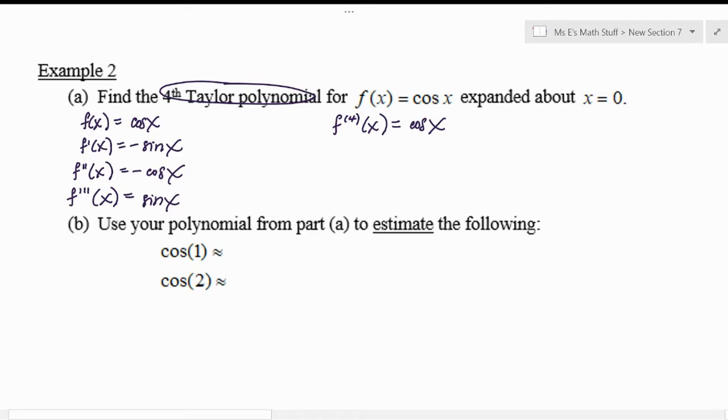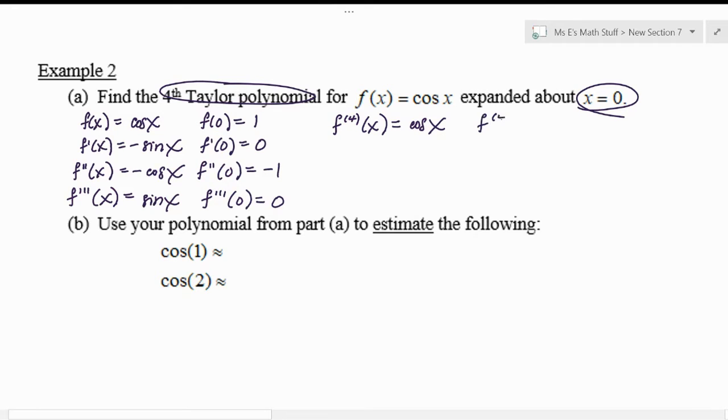Okay, now we're supposed to have this centered at 0. So let's do f of 0. Cosine of 0 is 1. F prime of 0, sine of 0 is 0. F double prime of 0 would be -1. F triple prime of 0 would be 0. And then the fourth derivative evaluated at 0 would be 1 again. Okay, so what does that mean?